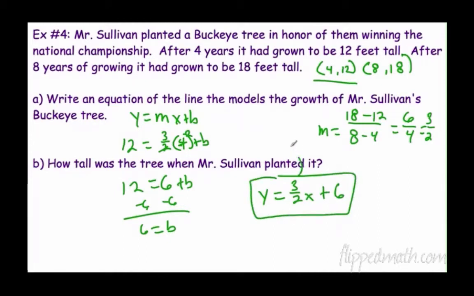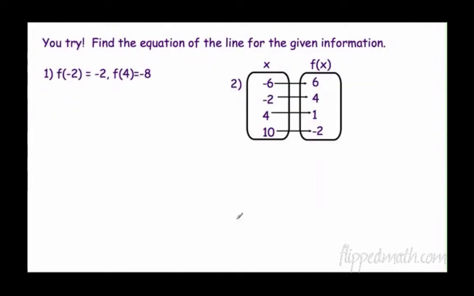That's part A. Now the reason equations are great to have, we can use them to figure out other things. For example, how tall was the tree when Mr. Sullivan planted it? Well, when Mr. Sullivan planted it, x was 0. You could plug in 0 times 3/2, that's 0. 0 plus 6, that's 6. So it was 6 feet tall. You could find out how tall it's going to be at any length of time, okay? All right, pause the video and try these.